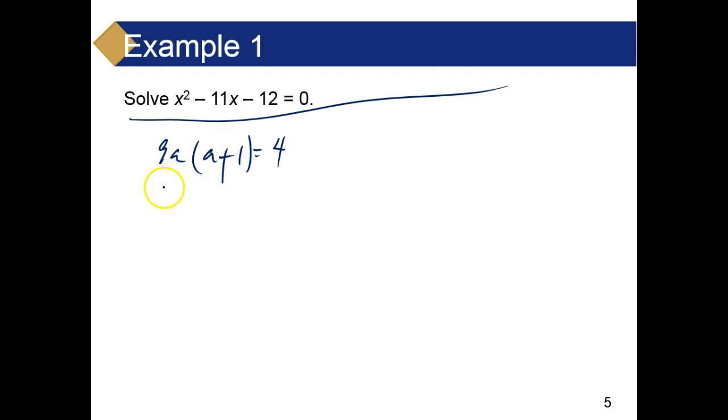What would that give you? 9a squared plus 9a equals 4. And now what? Subtract 4 from both sides, so you will have a 0 over there. 9a squared plus 9a minus 4 equals 0.